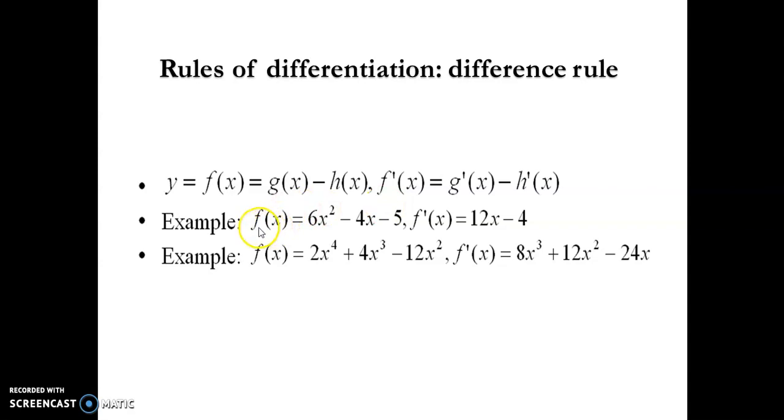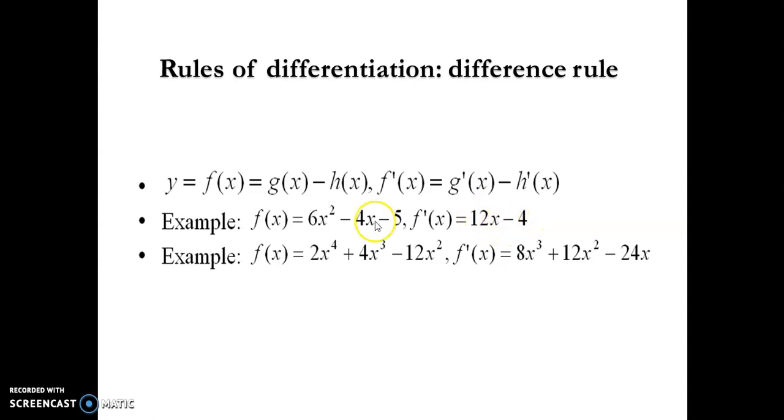So here we have an example. F of x is equal to 6x squared minus 4x minus 5. So the first order derivative is going to be equal to 12x, and I obtain the 12x by bringing the power down, multiplying it by the coefficient 6. So 2 times 6 is 12, multiplied by the variable x, and x is raised to the power of 2. We have to say n minus 1, so 2 minus 1, and that's just 1, so that gives us 12x.